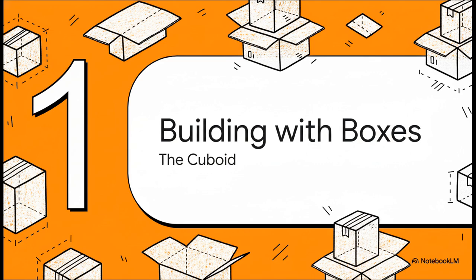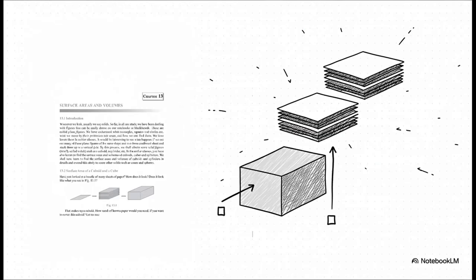So where do we start? Well, let's start with the most fundamental 3D shape, kind of the building block of our world, the cuboid. Or, as you and I probably call it, a box. Remember what we just saw with the paper? A cuboid is basically the exact same thing. It's what you get when you take a flat rectangle and just stack a bunch of identical copies of it until you reach a certain height.